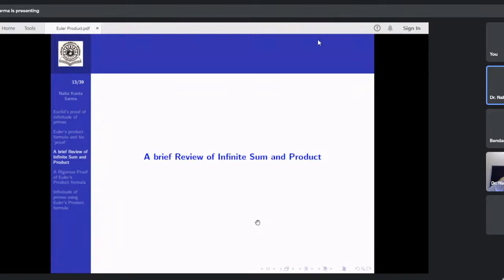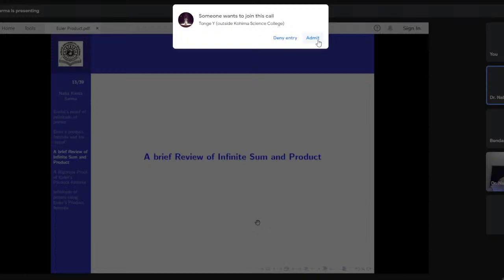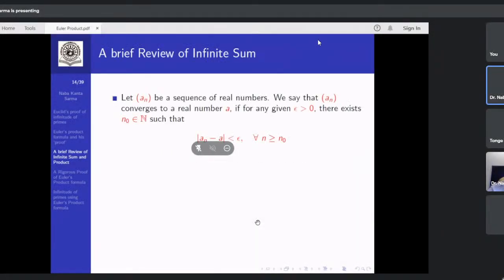To do this, we must know something about the infinite sum and infinite product. Euler was not worried about the fact that the sum on the left and the product on the right were not convergent. So we cannot handle such series with such freedom as was done by Euler. So let us quickly review what an infinite sum is.